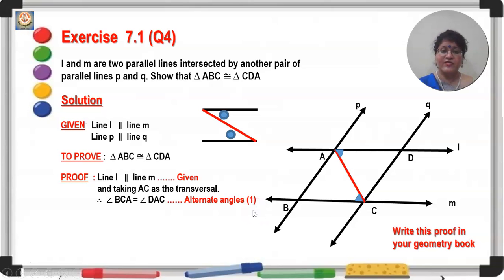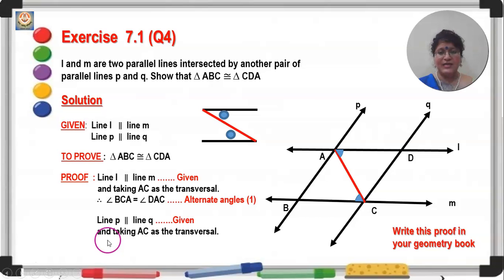Now you take another set of parallel lines, P parallel Q. So again make a statement that P is parallel to Q because it is given, and you take the same transversal AC. Now when you take the same transversal AC, let us see how the diagram looks now. I have taken the diagram separately for better understanding. So this is P and this is Q. Only thing is I've drawn it straight, I've not taken it slanting.